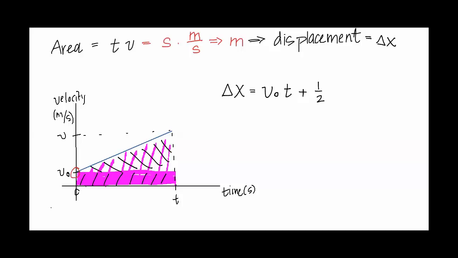Now we need to add the triangle. We add the triangle, one half base times height, but height in this case is that little height right there of the triangle, and that's v minus v naught. So one half the base, t, times the height, v minus v naught.